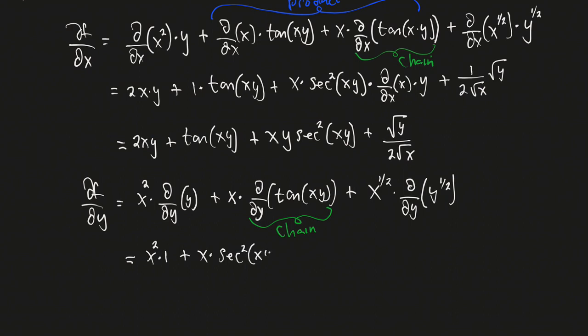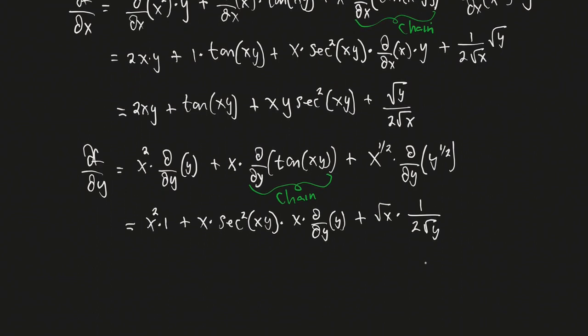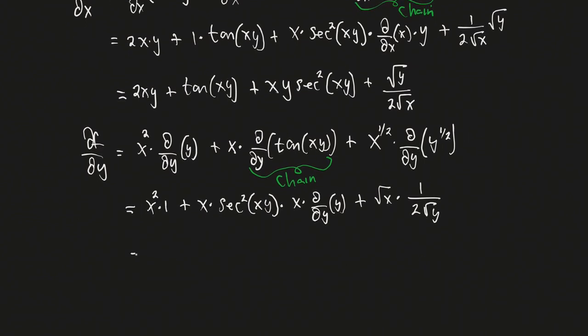Again, keep the inner, and now we have to multiply by the derivative of the inner with respect to y. But that means I get to treat x as a constant, so then this is x times the partial of y with respect to y. And then plus, again, I'll switch back to the radical, so this is root x, and then this will be 1/2 root y, right? So here's our final answer for our partial with respect to y.